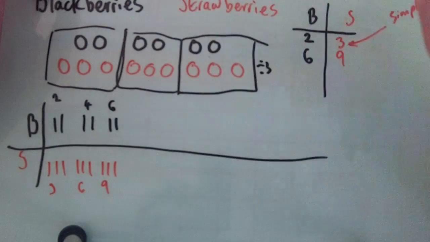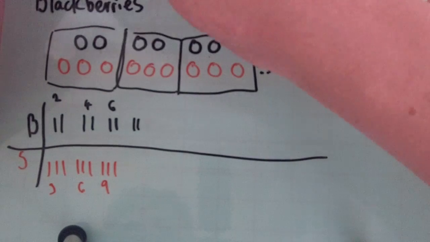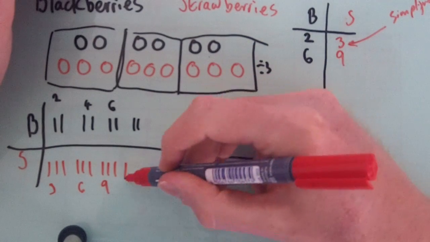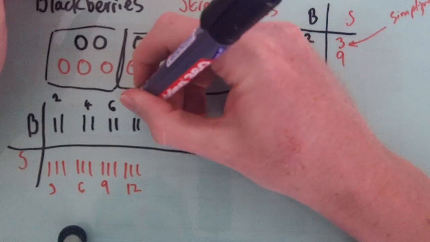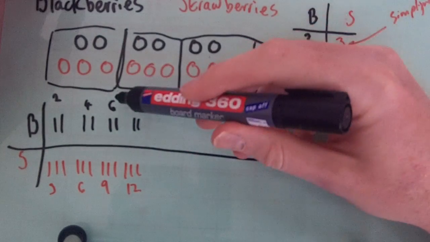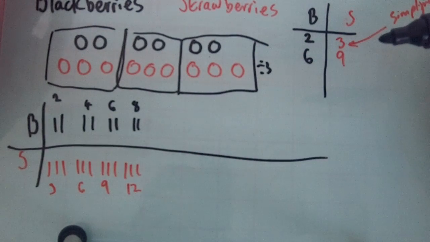So you can see I've now got 6 blackberries to 9 strawberries. If I add 2 more, I've got to add 3 more down here, so I'm going to have 12 strawberries and 8 blackberries. So 8 to 12 is the same ratio as 6 to 9, is the same as 4 to 6, is ultimately the same as 2 to 3.